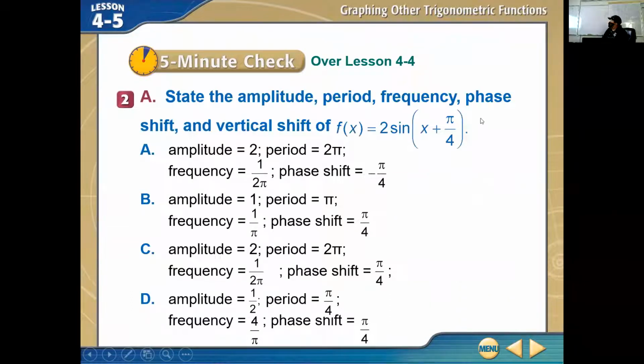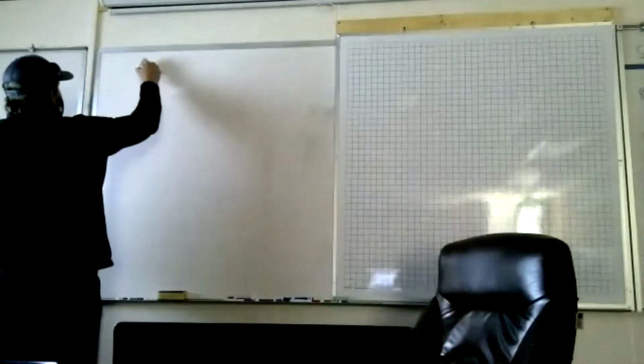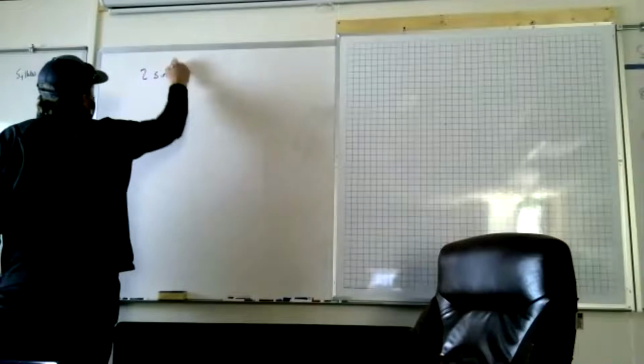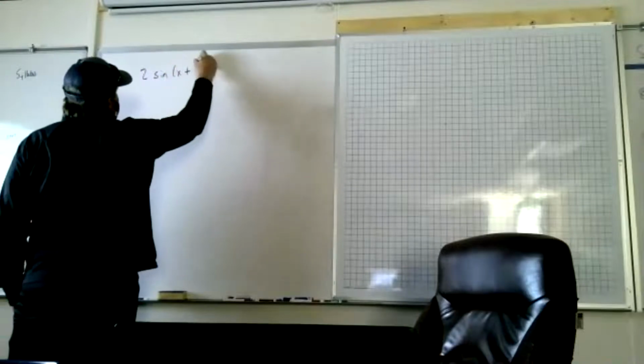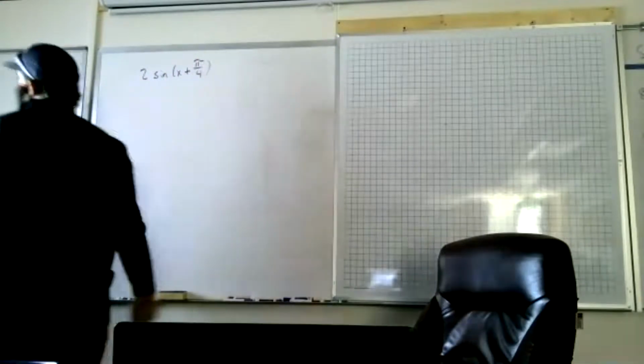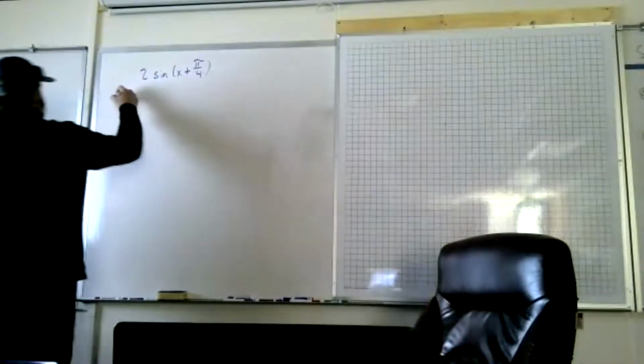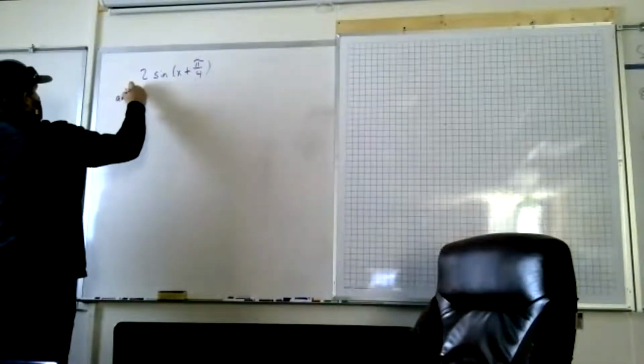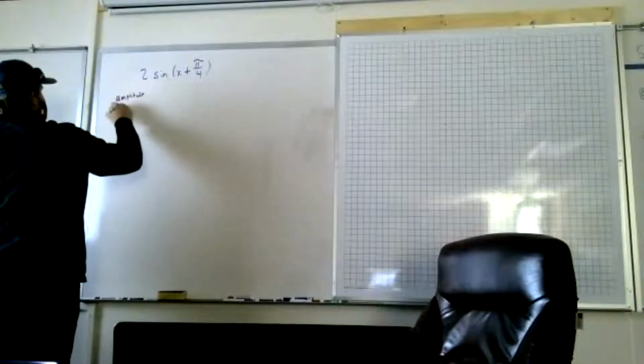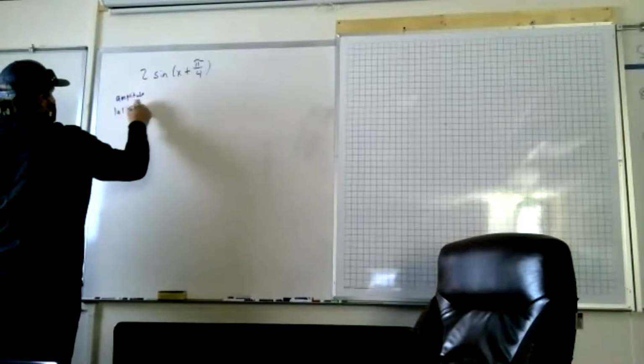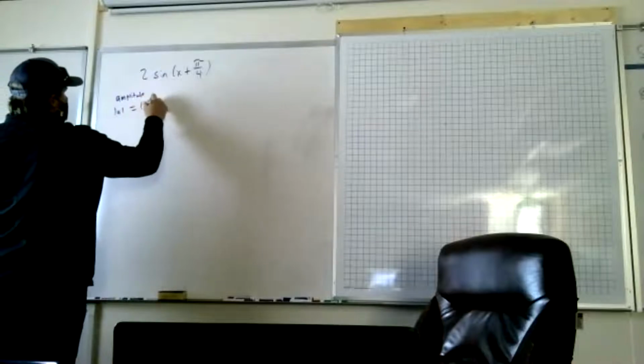Okay, state the amplitude, period, frequency, phase shift, and vertical shift of f of x is equal to 2 sine of x plus pi over 4. Okay, so we have 2 sine x plus pi over 4. Looking at amplitude, once again, that's the absolute value of our value A. So in this case, that's the absolute value of 2, or 2.